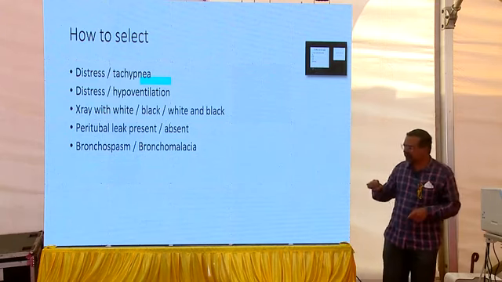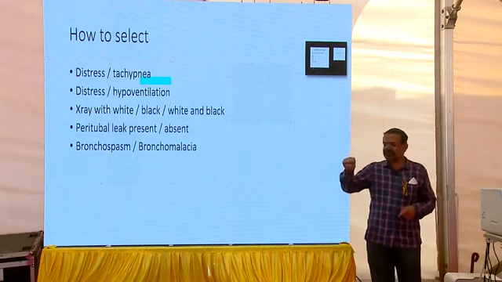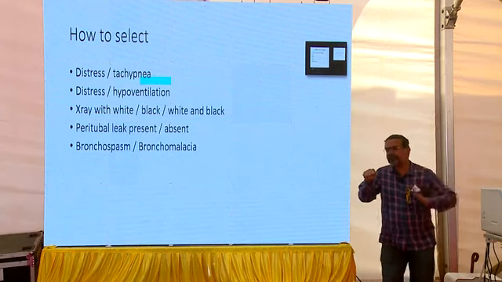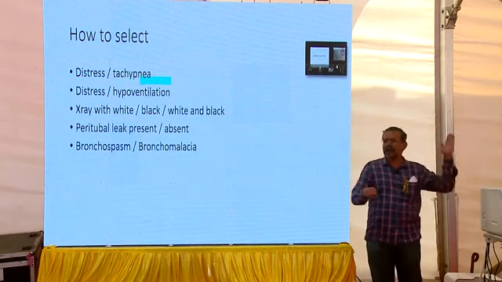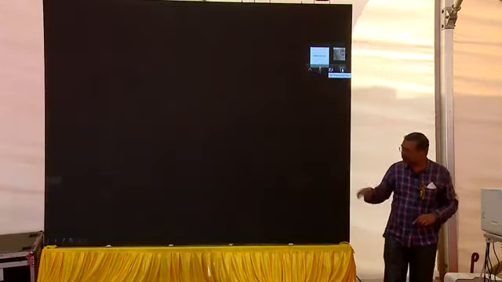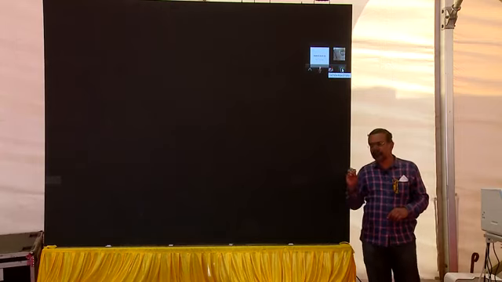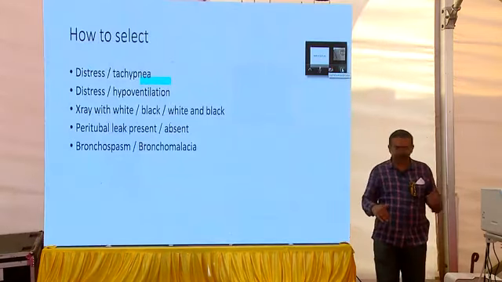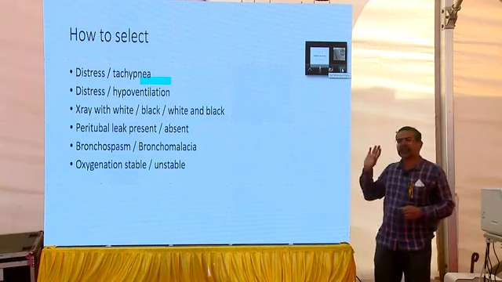So in bronchospasm, what happens? If this spasm is there, it is permanent. Now, if you ventilate by pressure here, the flow required for that buildup of pressure is very high. High flow is delivered. So that high flow is actually not desirable. So for a bronchospasm situation, volume is better. For bronchomalacia, pressure is better. Next one. Oxygenation stable or unstable.